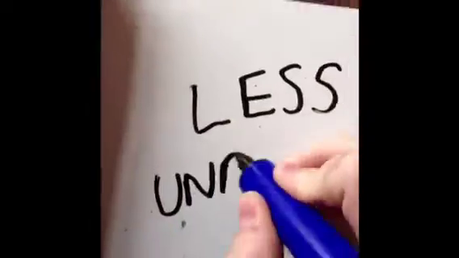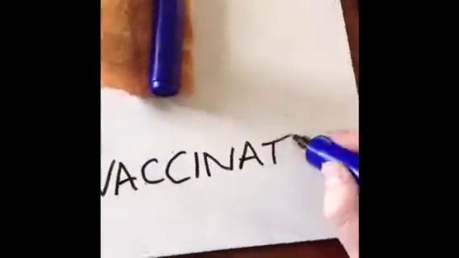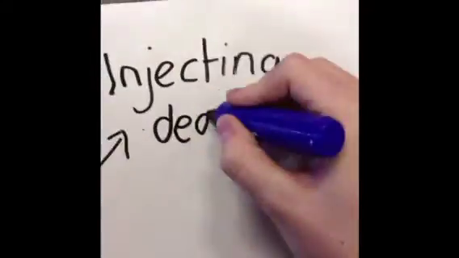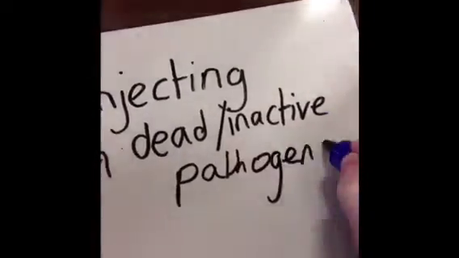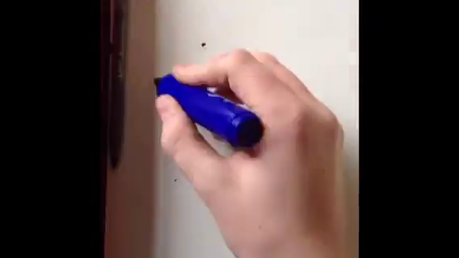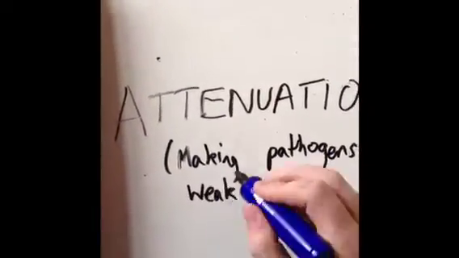But a less unpleasant form of an initial exposure is what we call a vaccination. What we do is we inject a dead or inactive form of a pathogen into the body. But how do we make them dead or inactive, you ask? Well, I'll answer that when I walk over here. It's attenuation. That's the process by which we weaken pathogens.